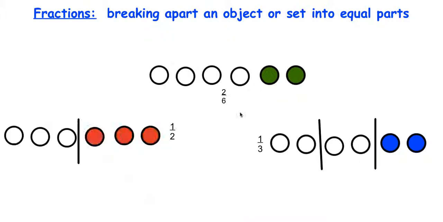So therefore, as we look at this, we've got the same 6 objects, but I've broken them apart in 3 different ways. So we have 2/6 of the objects filled in here. We have 1/2 of the groups filled in here. And we have 1/3 of the groups filled in here.